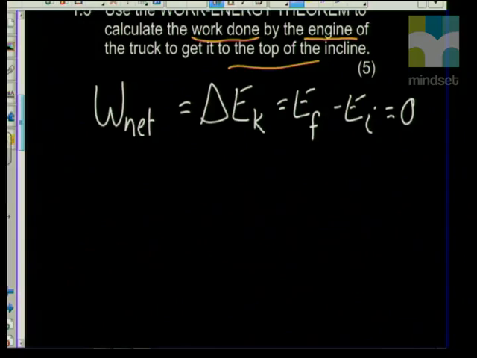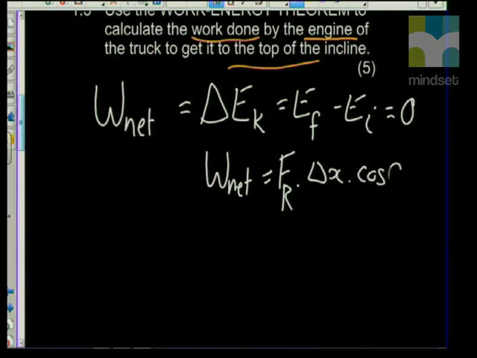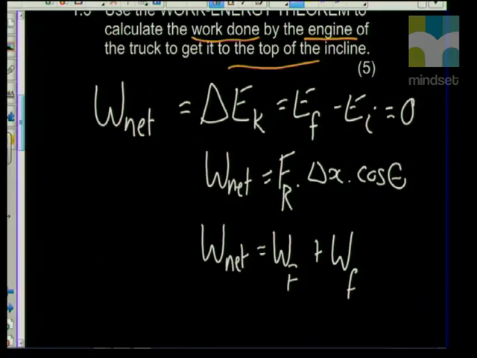So work net, we need to define what work is. And remember that work net is equal to the net force, or the resultant force, times the change in position times cos theta. What we're going to need to do is to break this apart into work net is done by the work done by the individual forces. The force of the engine plus the force of friction plus the force of gravity.